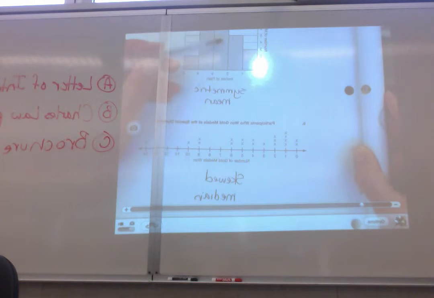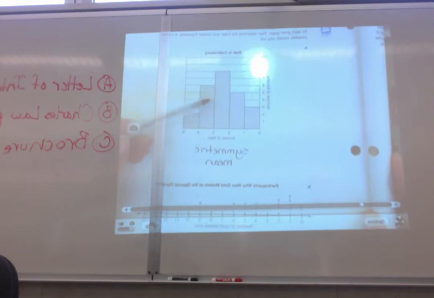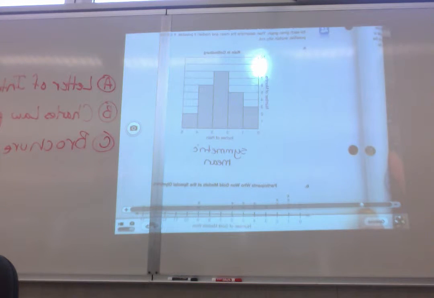Can we find the mean or median in this? This histogram, can you find a mean or median? Not really. Why? What do you know? You don't have exact numbers. Can't.